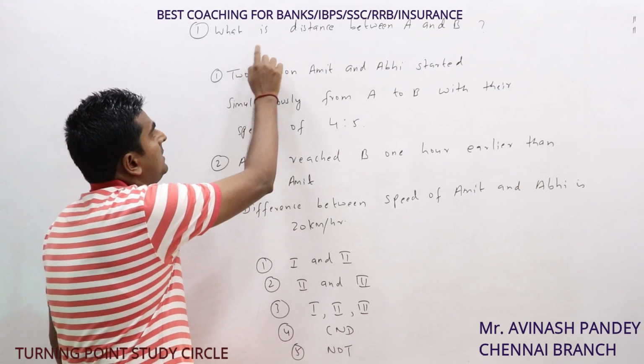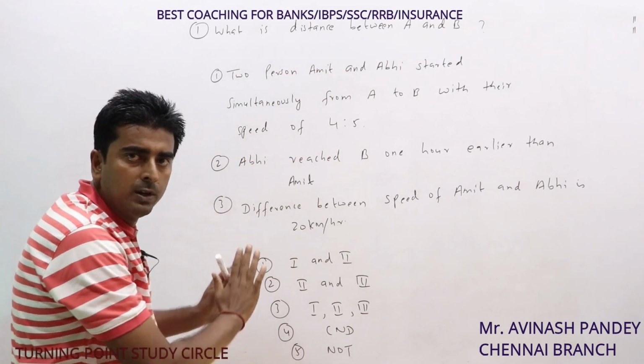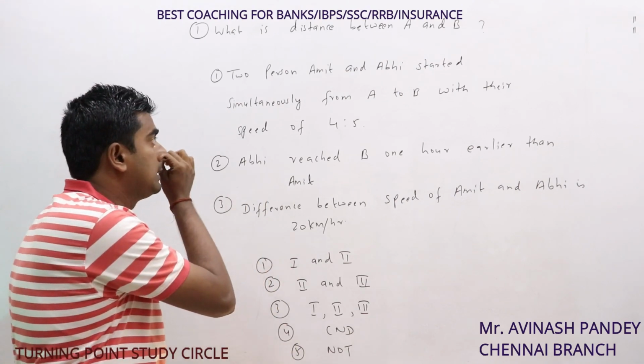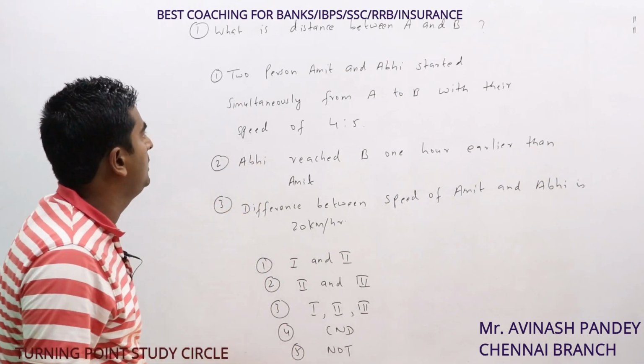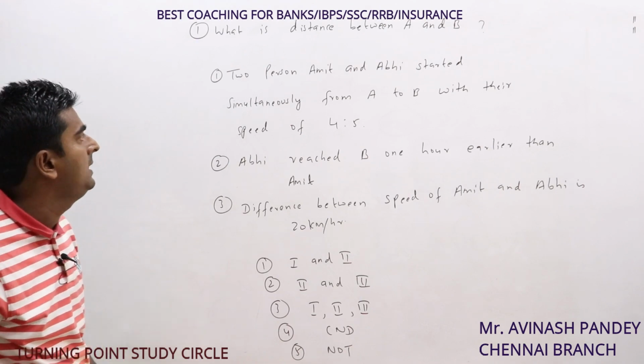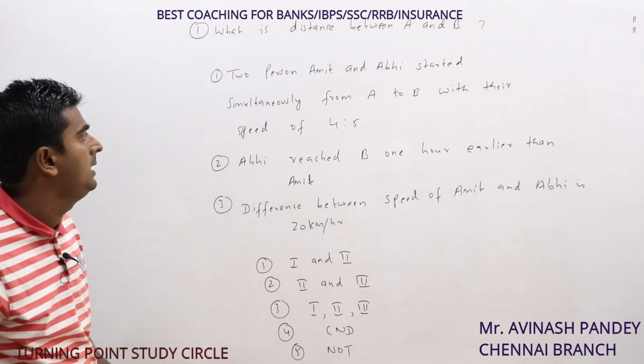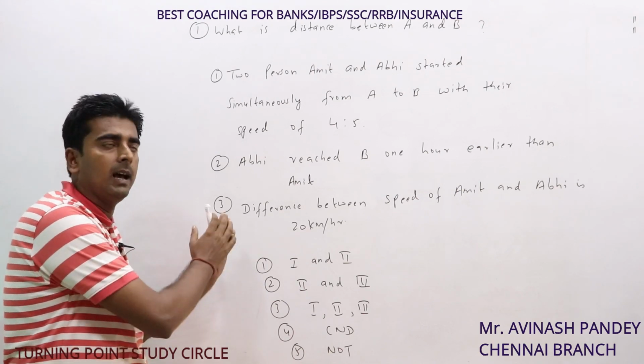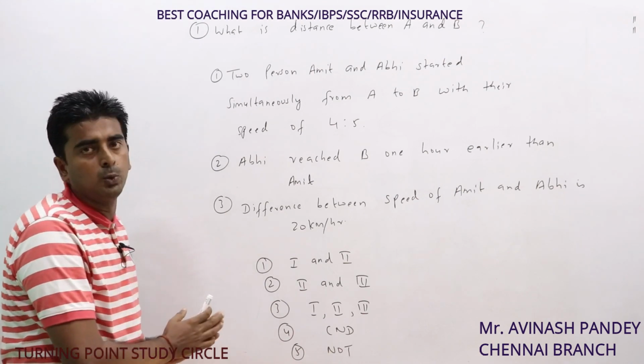For example, what is the distance between A and B? So they have asked one question to you followed by 3 statements. In the first statement, two persons, Amit and Abhi, started simultaneously from A to B with their speed ratio of 4:5. So they have given the ratio of the speeds of the 2 persons, Abhi and Amit, which is 4:5.